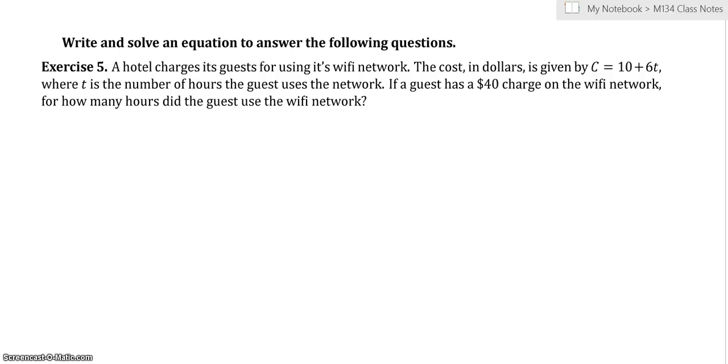Exercise 5 says that a hotel charges its guests for using its Wi-Fi network. The cost in dollars is given by this formula, where T is the number of hours. Let me underline that. By the way, C was the cost. So T is the number of hours the guest uses the network. If a guest has a $40 charge on their Wi-Fi, for how many hours did the guest use the Wi-Fi network? So we're supposed to write and solve an equation to answer the question.